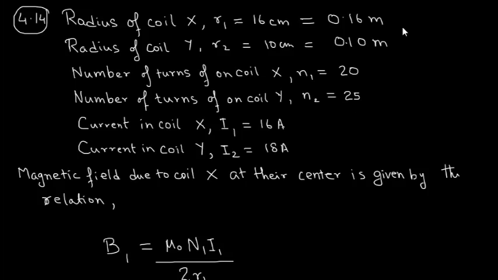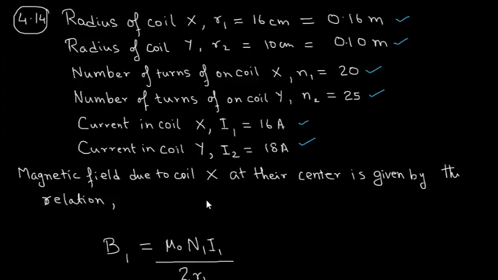So radius of the coil X is R1. Radius of the coil X, R1, is equal to 16 cm, that is 0.16 meter. Radius of the coil Y, R2, is equal to 10 cm, that is 0.1 meter. Number of turns of coil X, N1, is equal to 20. Number of turns of coil Y, N2, is equal to 25. Current in the coil X, I1, is equal to 16 ampere. Current in the coil Y, I2, is equal to 18 ampere.